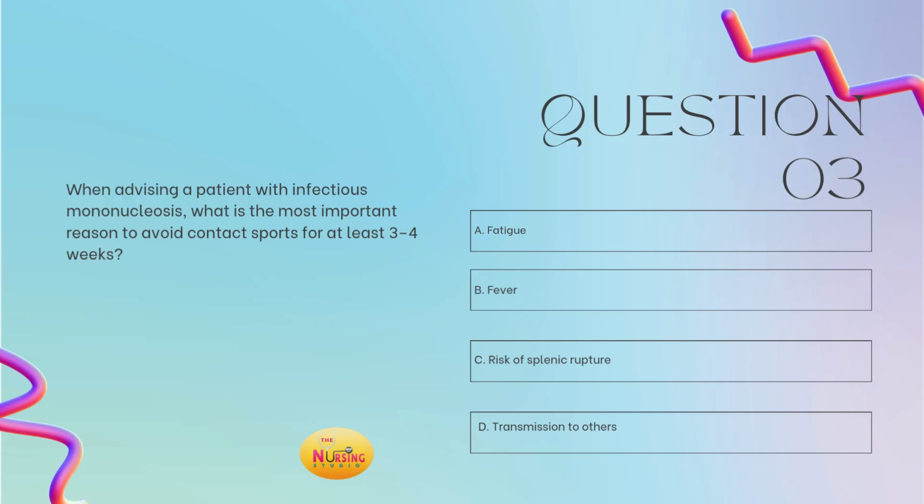All right, so the question is the stem, and it states, when advising a patient with infectious mono, what is the most important reason to avoid contact sports for at least 3 to 4 weeks? And it's C, because you want to avoid the risk of splenic rupture. They may have splenomegaly, so contact sports can cause the spleen to rupture.